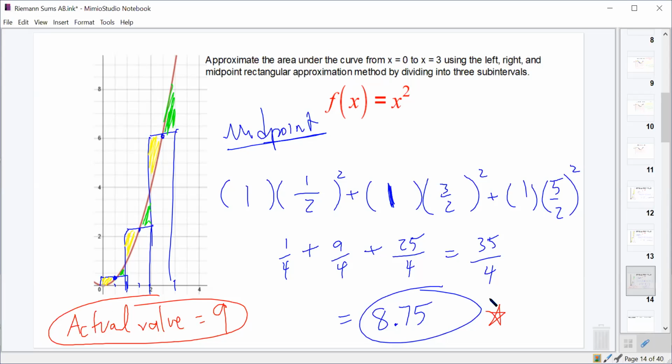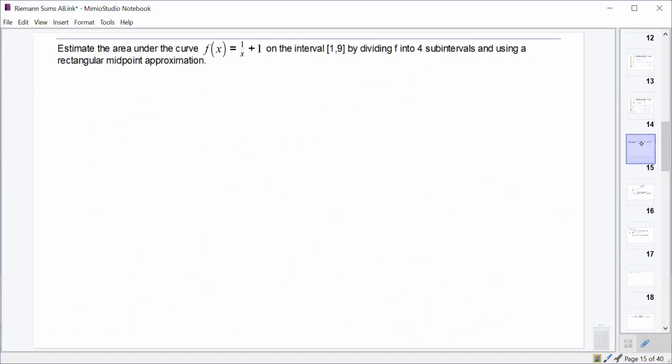Good or no? We're good. All right. So what I'm going to have you guys do is try to do one of these on your own. Just do a midpoint approximation. I want you to see if you can estimate the area underneath the curve 1 over x plus 1 from 1 to 9. And you're going to use 4 subintervals and a rectangular approximation.